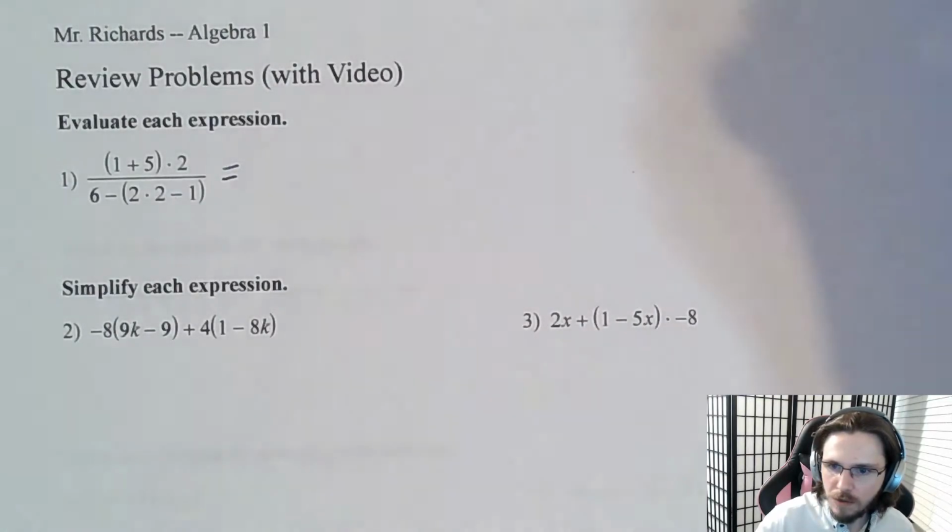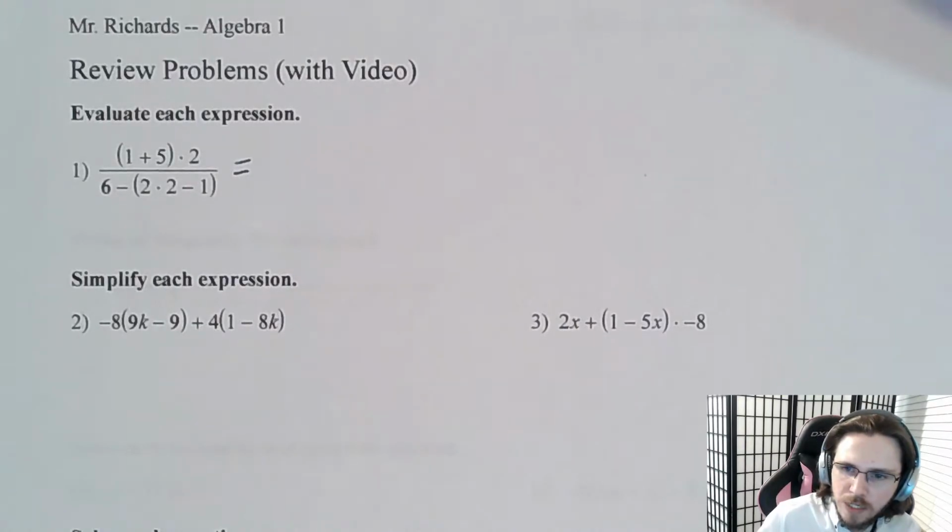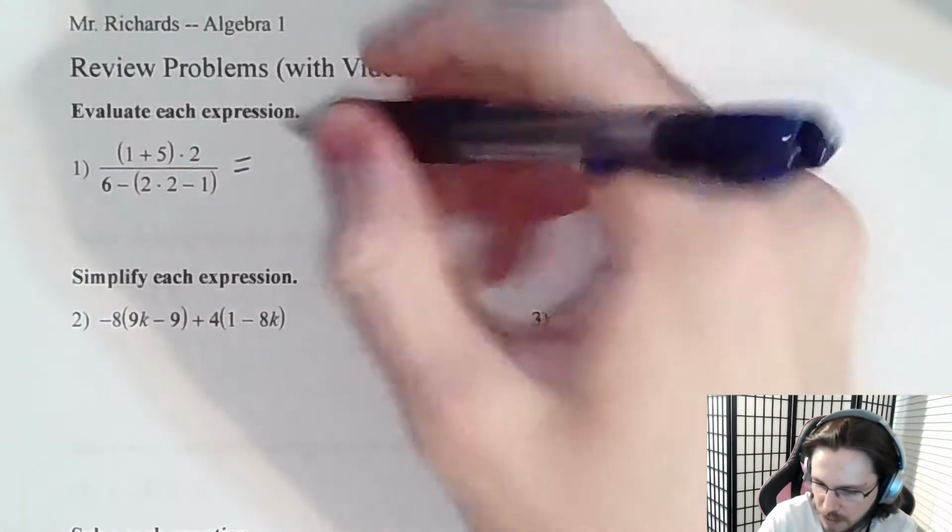I've got to click the little exposure button here, make it a little bit brighter. Cool. So it says evaluate each expression. When you have an evaluation problem, it really just means give me a number, simplify it to the best of your ability, and remember to follow that PEMDAS rule. Parentheses first. So I see this 1 plus 5 there.